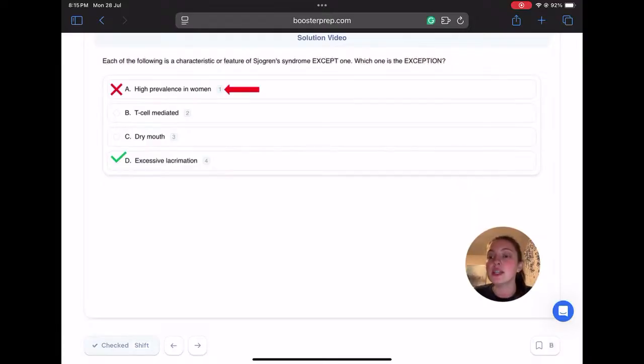Now, autoimmune conditions in general are more common in women, and Sjogren's is no exception to this. In this condition specifically, there is a 9-to-1 female predilection, meaning that it is way more common in women. Now, men certainly can have this condition. It definitely is possible, but it's very true that it has a high prevalence in women, making this answer choice incorrect. Next, we have the fact that it's T-cell mediated.